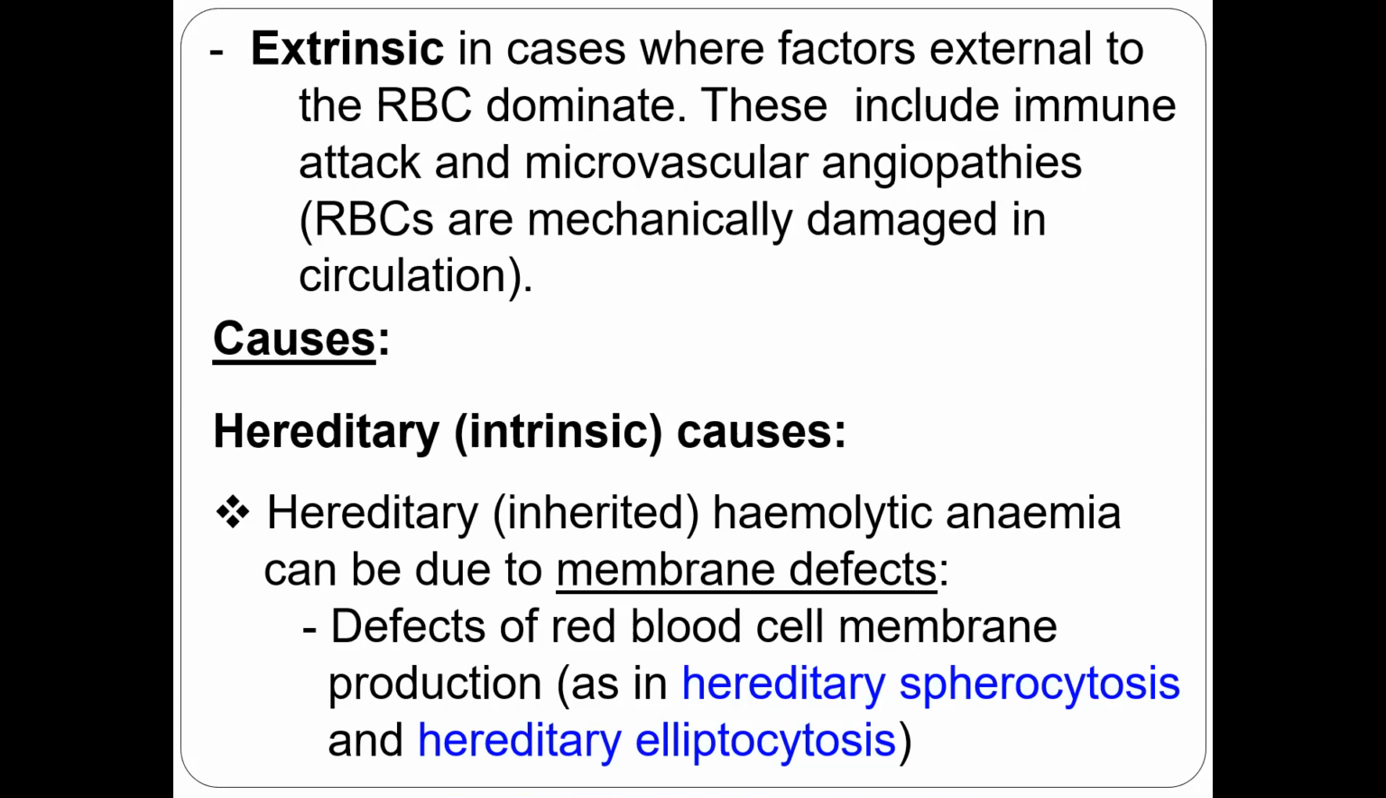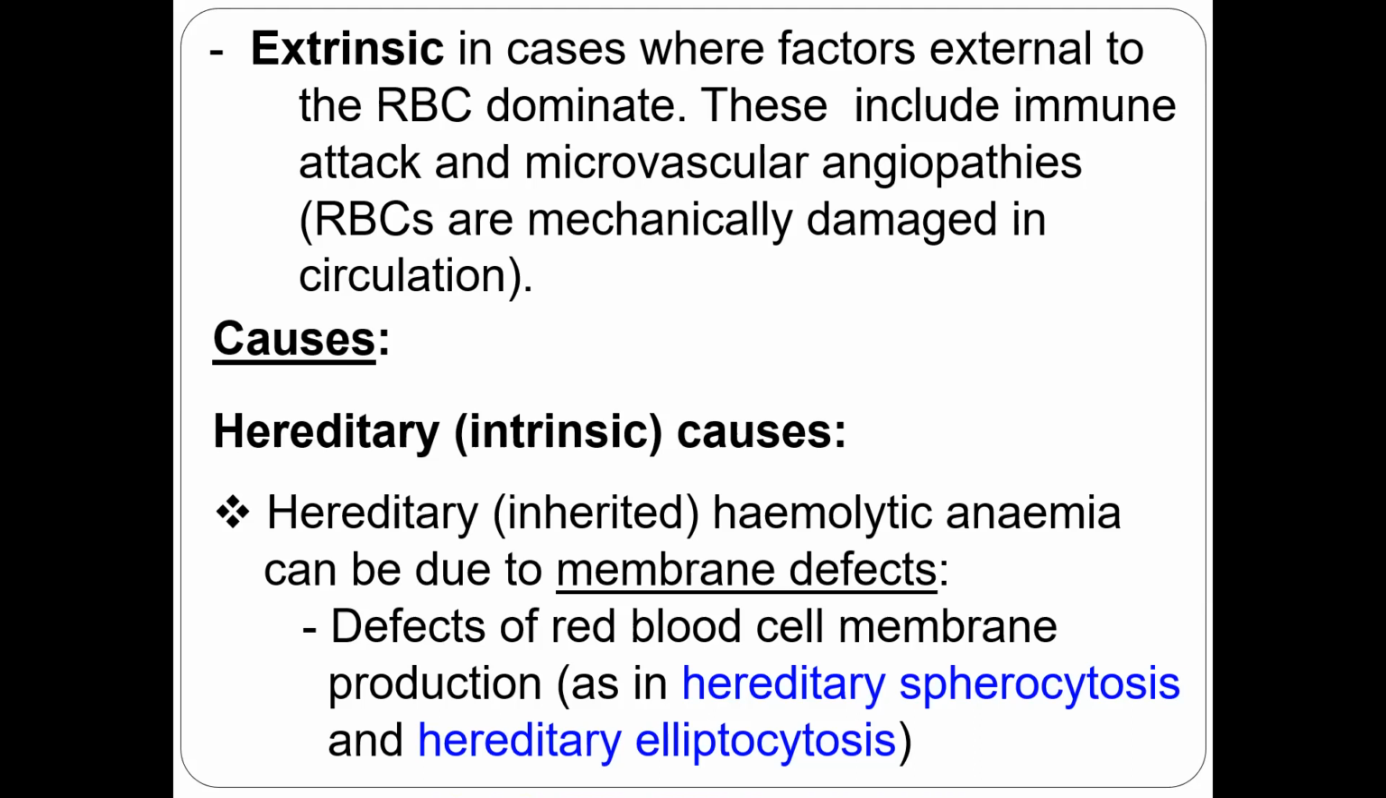The ankyrins that hook the membrane onto the cytoskeleton may not be there properly. So the cell membrane, instead of forming the normal shape, becomes spherical, and the membrane defect leading to the spherocytosis then causes the cells to be hemolyzed. Okay.